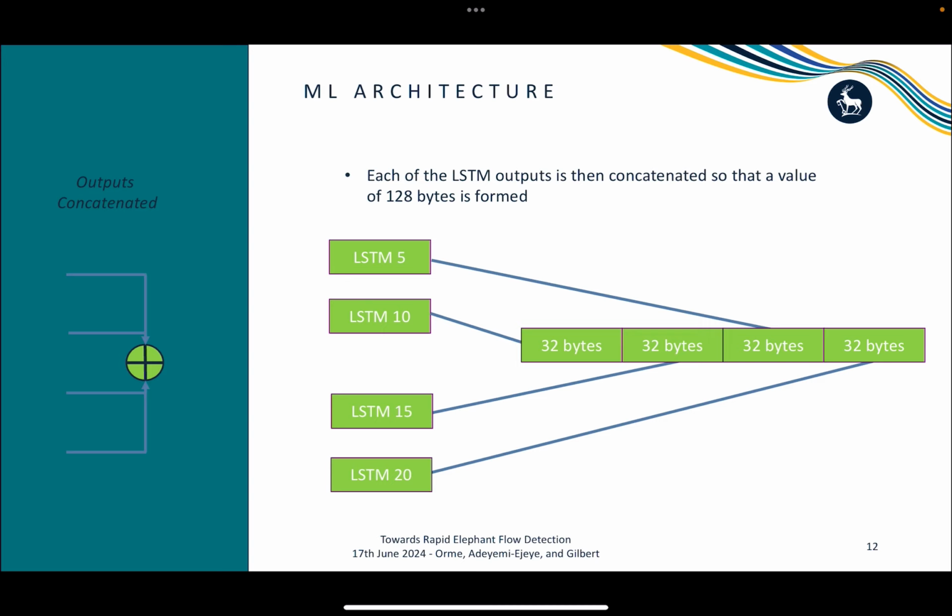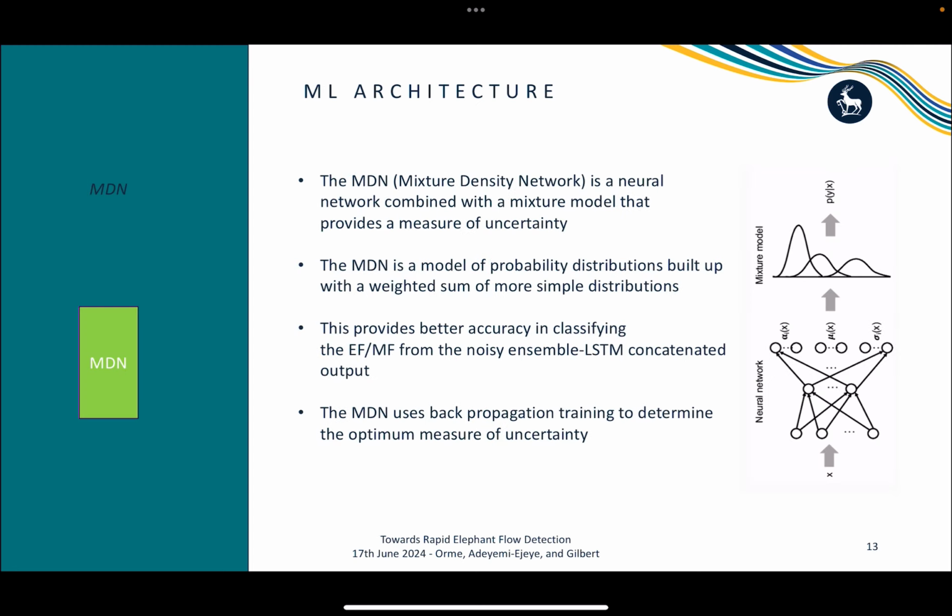At this point, we could have reduced the 128 sample directly to a binary classifier, but feeding the concatenated 128 sample into the MDN provided a much richer source of data. The MDN is a feed-forward neural network that consists of a series of probability distributions to provide a measure of uncertainty. We fed the concatenated output of the LSTMs into the MDN and then used this to determine whether the sample was an elephant or mice flow, with a classifier described in the next section.